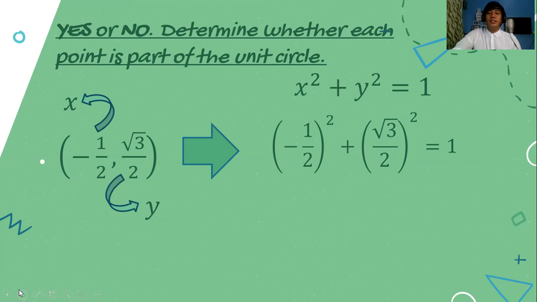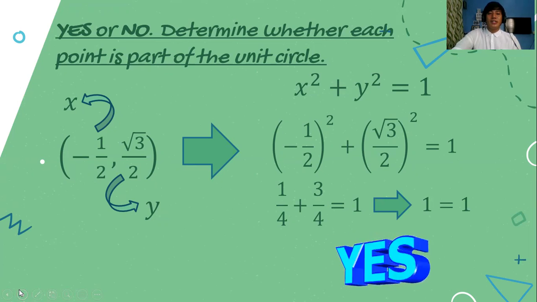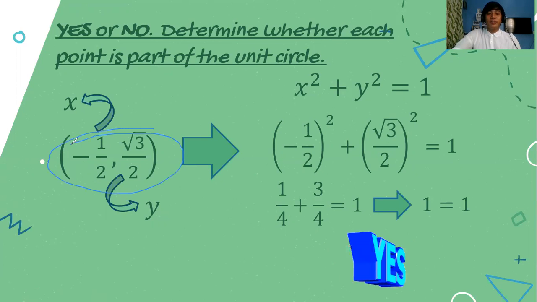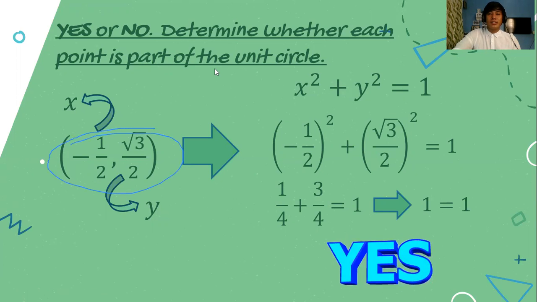Then we square negative 1/2, the answer is 1/4. The square root of 3 over 2 squared, the answer is 3/4. And it will be equal to 1, so 1 equals 1, because 1/4 plus 3/4 is 1. So the answer is yes, meaning this is a trigonometric point on the unit circle. So it's a yes.